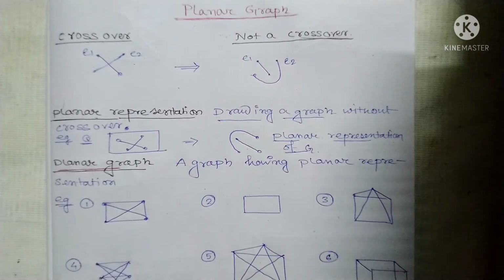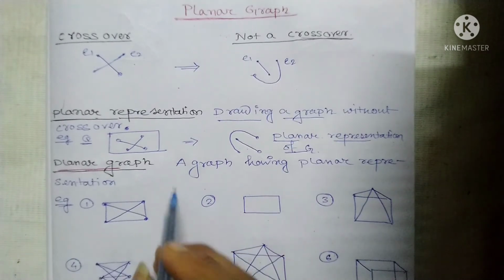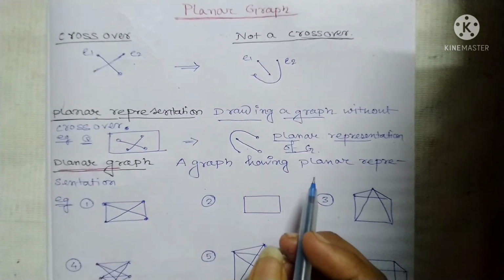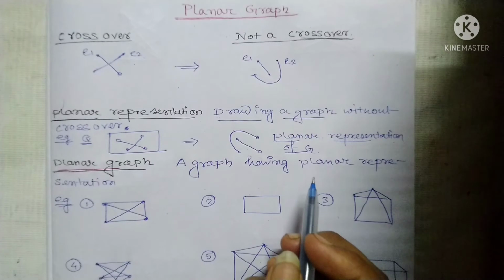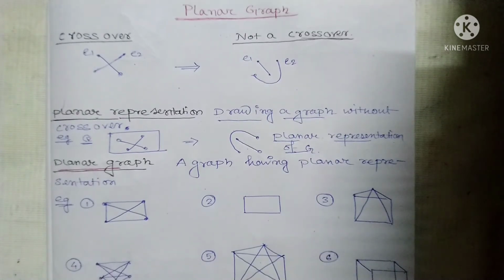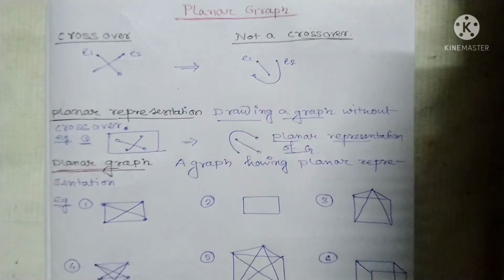So let's see the definition. This is a very easy definition: a graph having a planar representation. Whenever any graph has a planar representation, or we can draw the same graph without any crossover, then that graph is called a planar graph. Let's see some examples and decide if the graph is planar or not. I suggest you just see the examples, stop the video and try yourself, and then match with me.